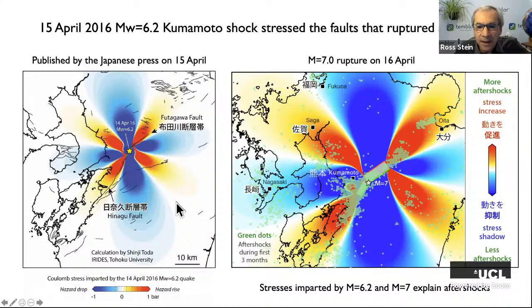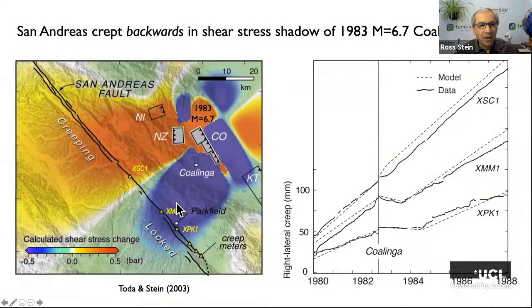So here is a case we looked at on the San Andreas. In 1983, we had a magnitude 6.7 here and a 6.2 here. And we're calculating the stresses that they impart to the San Andreas. This is one of those cases where the receiver fault is just a simple straight line, and we're only looking at the shear stress on the fault. In other words, put another way, we're assuming that the friction is 0.